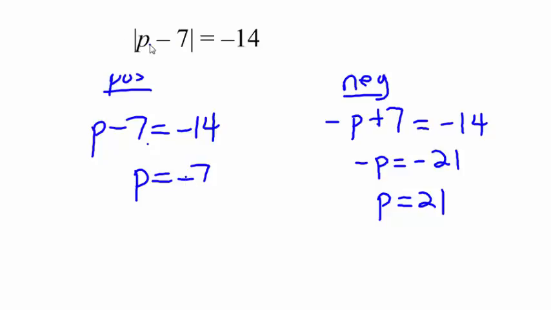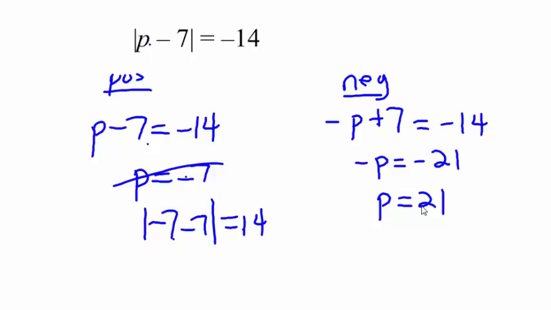Try plugging negative 7 in for p. It gives you negative 7 minus 7, which is negative 14, because you have a negative 14 inside the bars, which turns to a positive 14 when you evaluate it. 14 here is not equal to negative 14 there. So this is an extraneous solution.